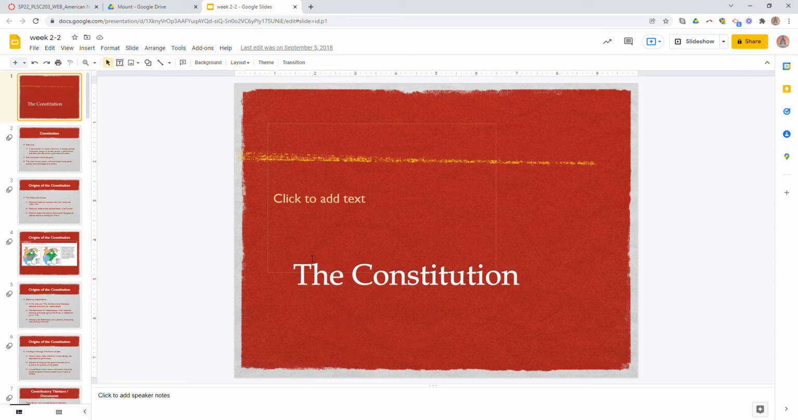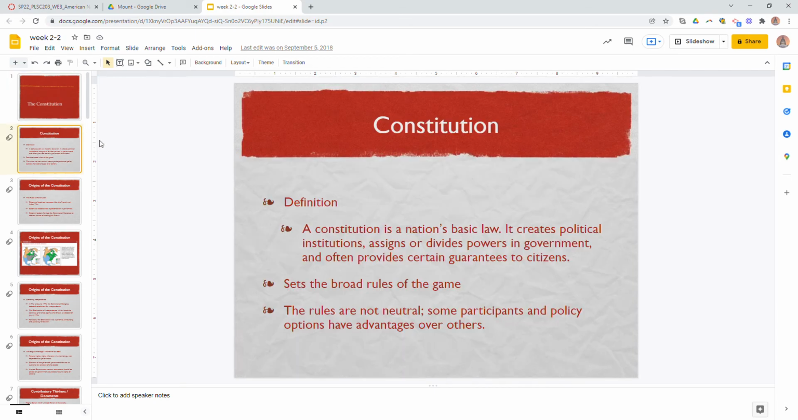We're going to be looking at the United States Constitution today, its structure and formation, specifically how we get to the U.S. Constitution. So I'm going to take you through some of the notes just to give you a little more detailed explanation. The first thing that you need to understand is a Constitution is our basic law. It creates our political institutions, like Congress, the presidency, the executive.